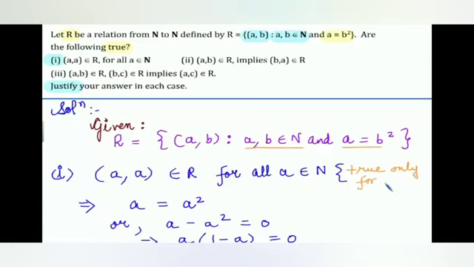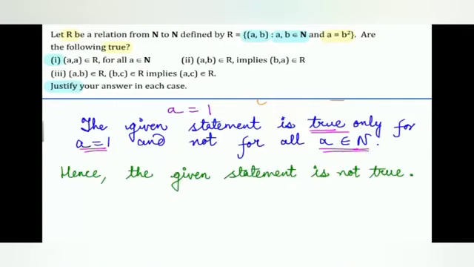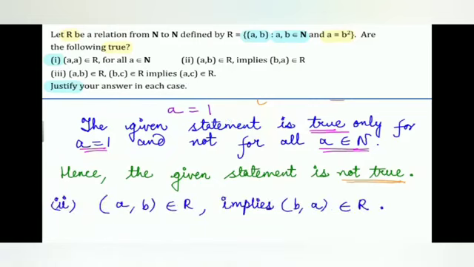So (a, a) belongs to R is possible only for a = 1, true only for a = 1 and not for all a belongs to N. So our statement is false: (a, a) belongs to R for all a belongs to N. Hence the given statement is not true. If this statement is written as (a, a) belongs to R only at a = 1, then the statement is true. Now move on to our second statement.